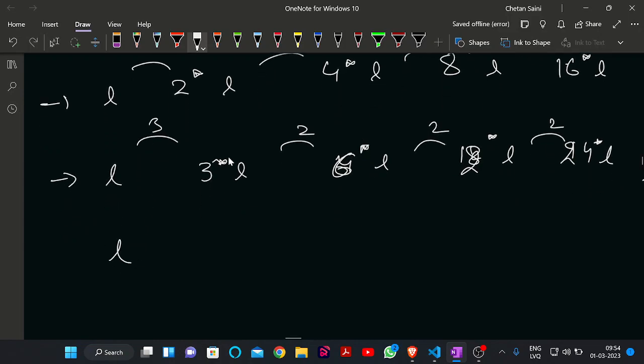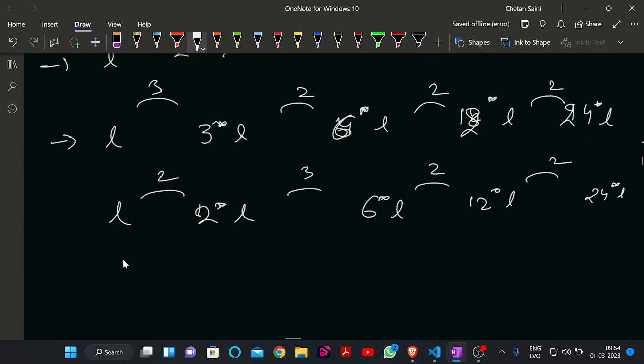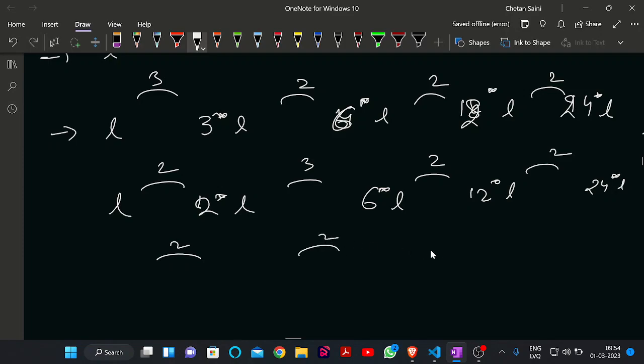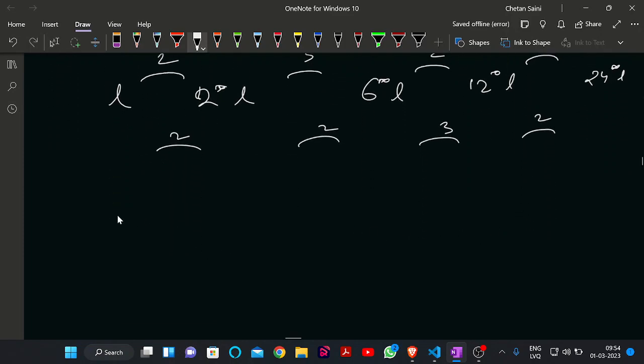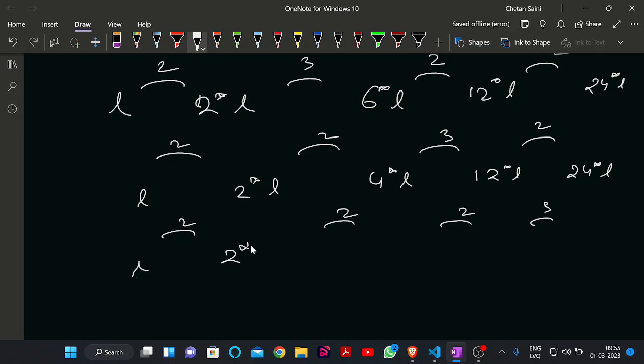Then instead of this, I can multiply it with 3. So this is 2, this is 3, this is 2, this is 2. That will be 2 into r, 6 into r, then 12 into r, and then 24 into r. Then this can be 2, this can be 2, this can be 3, and this can be 2. So that will be r, 2 into r, 4 into r, 12 into r, and 24 into r. And then this can be 2, this 2, this 2, and this 3. It will be l, 2 into l, 4 into l, 8 into l, and 24 into l.